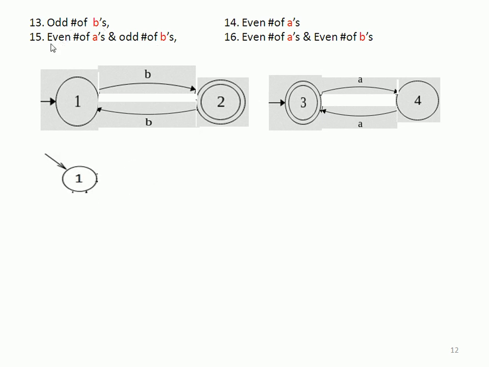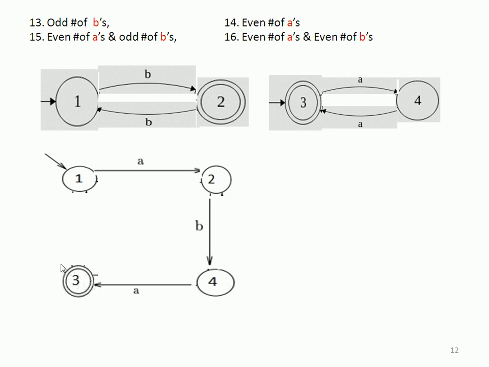Coming to the 15th problem: even number of A's and odd number of B's. You can start at state 1 and the second state is 2. When input A is given, it goes to the next state, state 2. Here we can give B, because we need even number of A's. So 1 A is over and 1 B is over, odd B's. So we get the fourth state. Then we can give one more input A, and it will go to the final state.